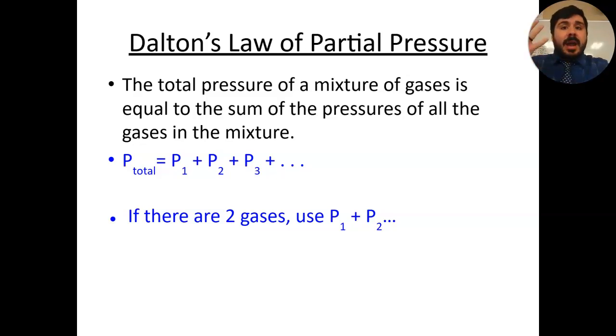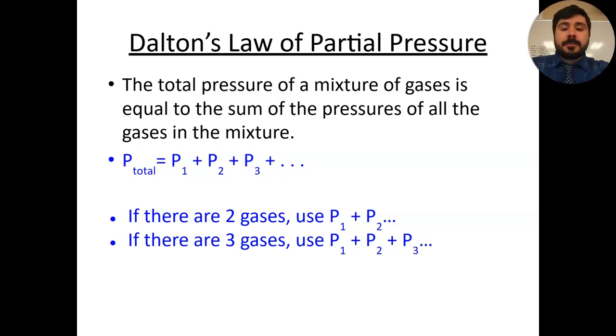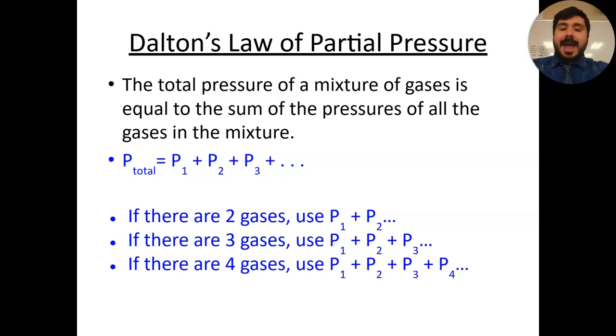Now what happens if you've got a third gas in your container? You just have to add P3 into the mix. So if there are 3 gases, use P1 plus P2 plus P3 as well, and add up those partial pressures to get the total pressure in the container. Just like the previous one, what happens if you suddenly have 4 gases? Same deal, guys. Add P4 to the mix. So the partial pressures of P1, P2, P3, and P4 for those 4 gases, add up the partial pressures of each gas, all 4 of them, and now you've got the total pressure of the entire amount of gas.